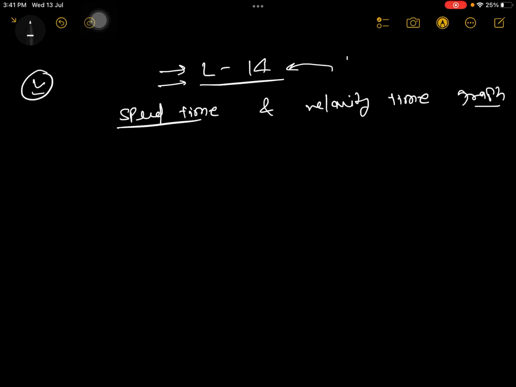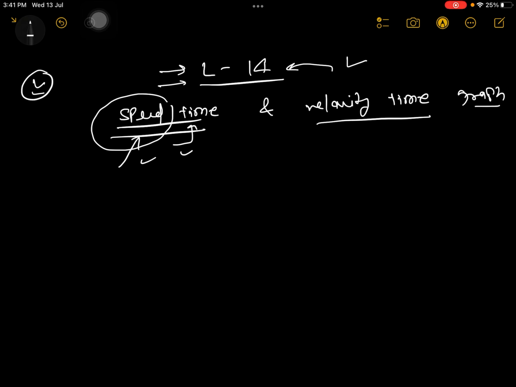So let's start lecture 14. In this lecture, we are going to cover speed time graph and velocity time graph. Same as before, we will keep the video length to roughly half an hour. And remember, speed time graph is speed versus time graph.